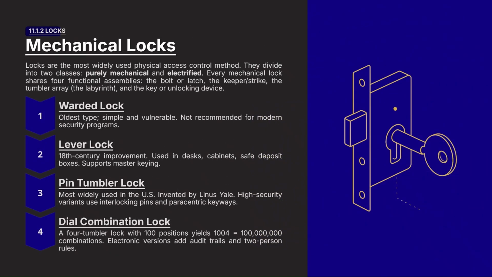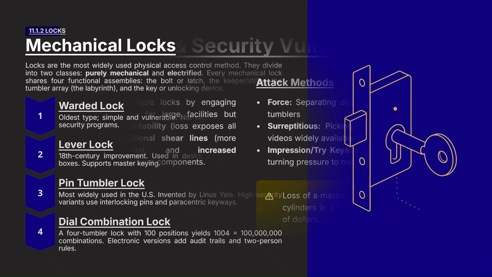Mechanical locks remain a fundamental layer of physical security. Warded locks are simple but offer minimal protection. Lever locks provide better security and are used in cabinets and safes. Pin tumbler locks are the most common, offering moderate to high security depending on design. Dial combination locks provide strong protection, especially in safes with no reliance on electronic systems. While electronic systems are advancing, mechanical locks continue to serve as reliable and essential safeguards.